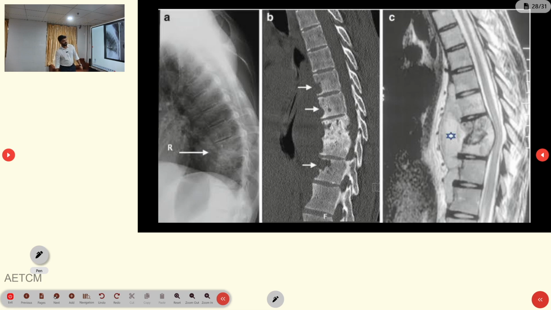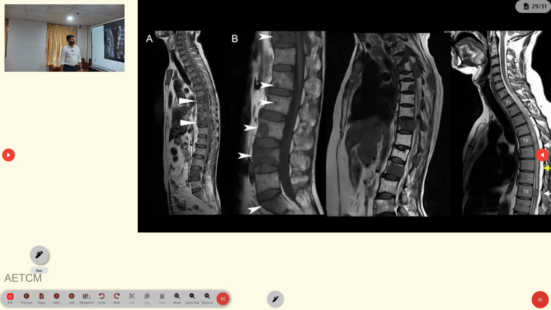Now this is another image showing the collapse of a segment with destruction of two adjacent vertebrae and the disc. There is a large soft tissue in the anterior aspect of the vertebra. You can see the stretching of the anterior longitudinal ligament also. So there is something coming from the vertebral destruction and occupying the anterior space. This is a case of TB.